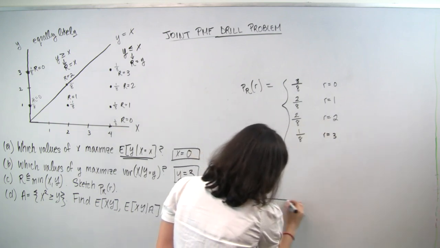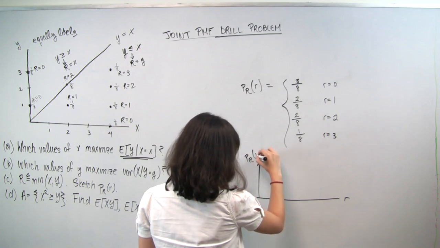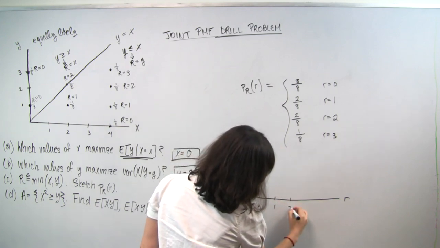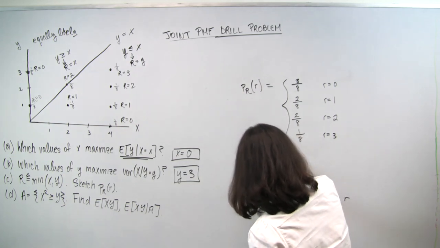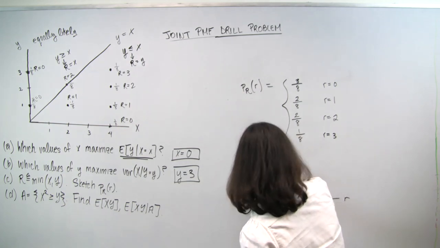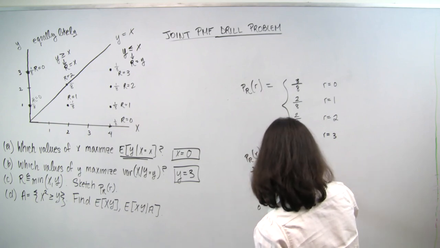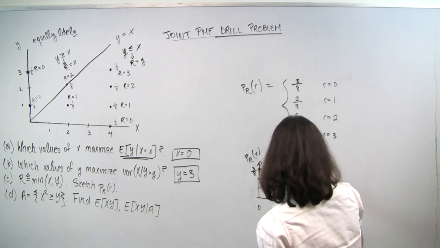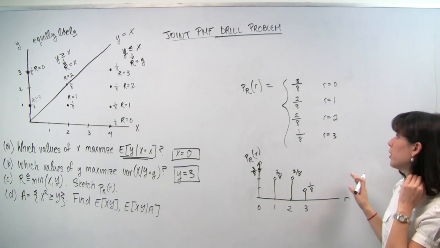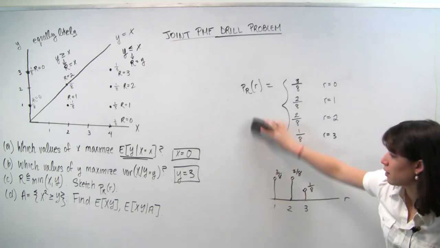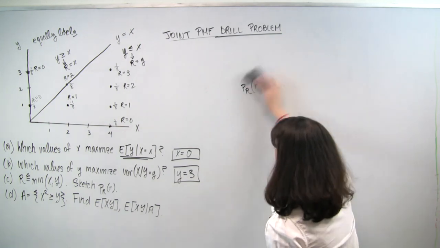And to be complete, we should sketch it because the problem asks us to sketch it. So we're plotting P_R of r, for 0, 1, 2, 3. For 0, we have 3/8. For 1, we have 2/8. For 2, we have 2/8. And for 3, we have 1/8. So this is our fully labeled sketch of P_R of r. Forgive me for erasing so quickly, but you can pause the video if you need more time.